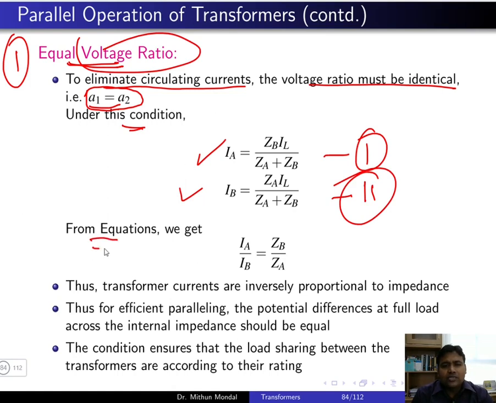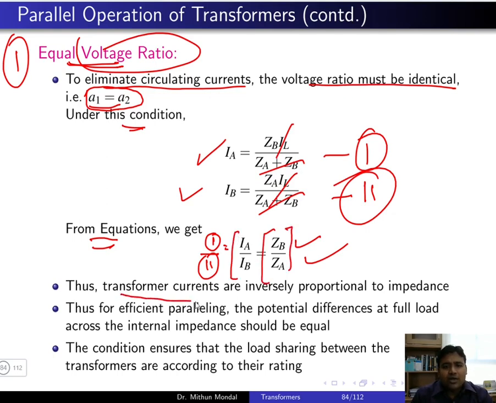If we observe this equation carefully and divide equation number 1 by equation number 2, what are we getting? We are getting ZB by ZA, because ZA plus ZB and ZA plus ZB will cancel out each other, and IL and IL will cancel out each other. So it will be ZB by ZA. What is happening? The transformer currents are inversely proportional to impedance. The current is basically inversely proportional to the impedance of the system.